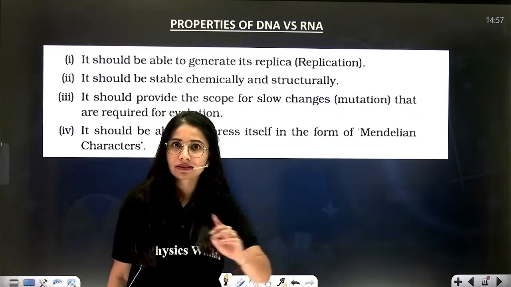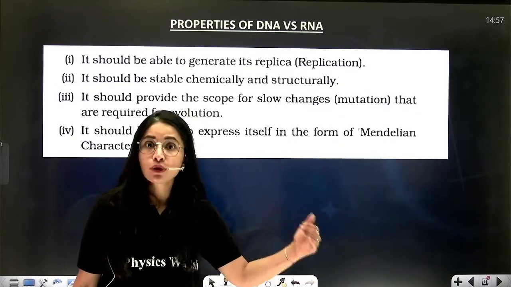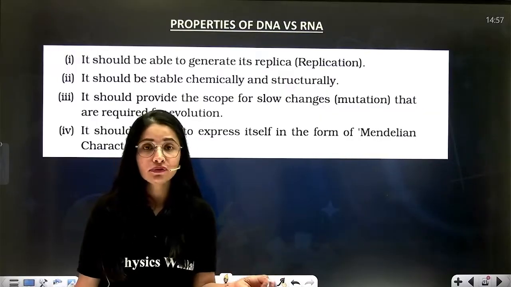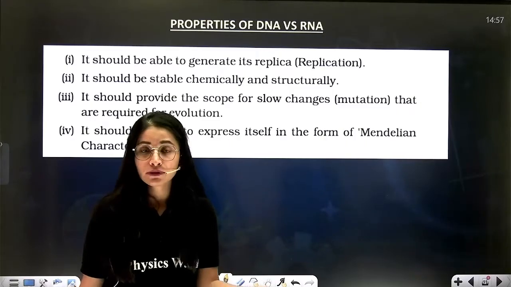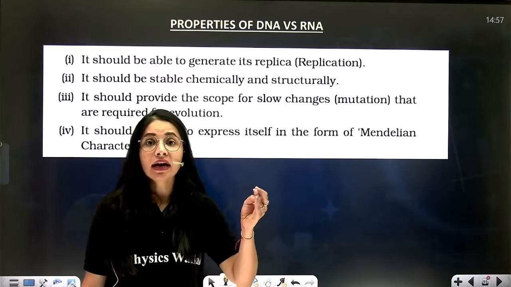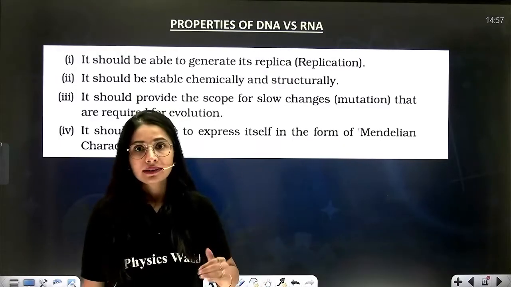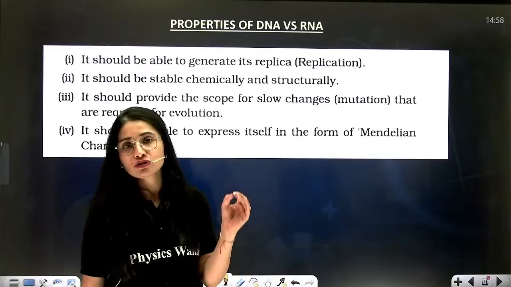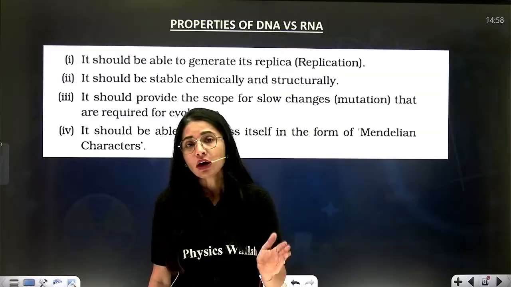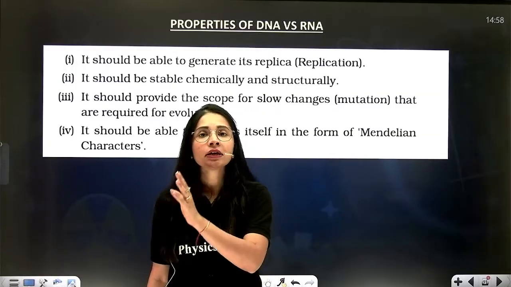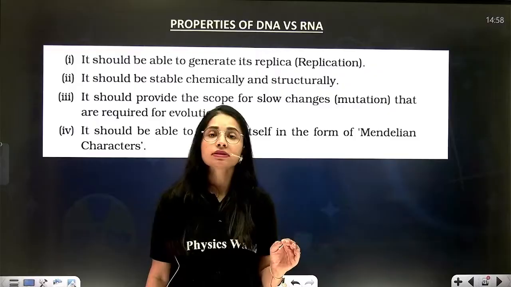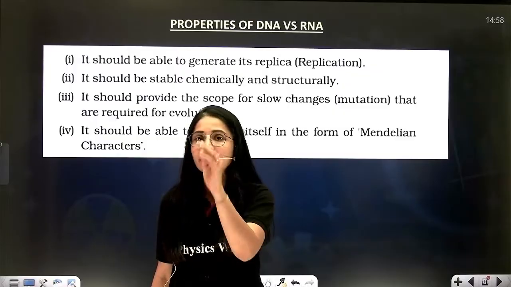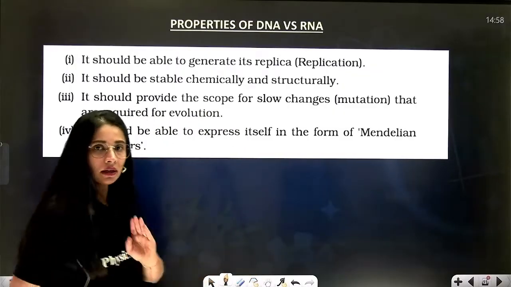Mutation should take place; this is one of the properties of genetic material. But slow mutation should take place. RNA, due to the presence of a free hydroxyl group and uracil in place of thymine, undergoes mutation at a very fast rate. It is catalytic, very reactive, and not stable. If any chemical is not stable, it cannot be considered a genetic material. Because of this reason, RNA was removed from the race and DNA won the race and was considered the main genetic material.